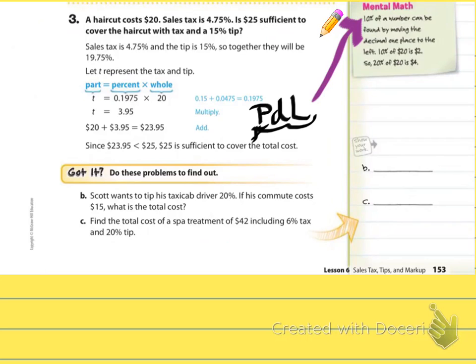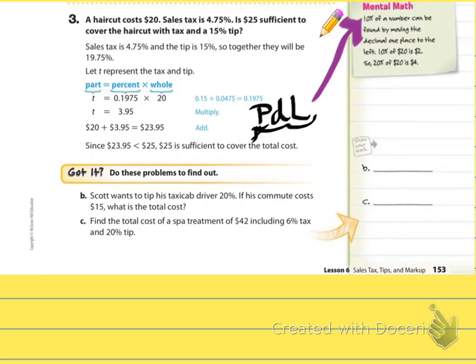Okay, so with method 1, you would be figuring out how much extra is for the sales tax and for the tip. And as you can see, the $20 haircut plus the amount for tip and tax is a total of $23.95, which is less than $25. So you have enough money to cover the total cost.